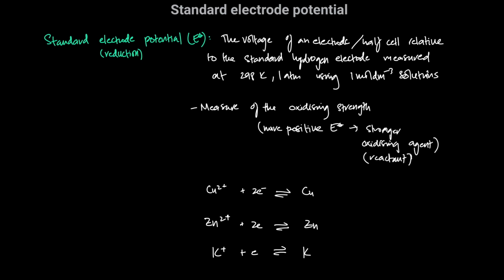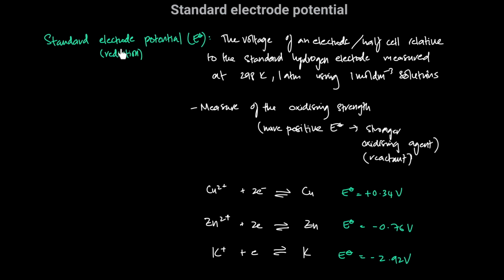And the standard electrode potential for copper from the data booklet is positive 0.34 volts. The standard reduction potential for zinc, Zn2 plus, is negative 0.76 volts, and then the standard reduction potential for potassium, K plus, is negative 2.92 volts. Now these values are your standard electrode potentials. More specifically, they are standard reduction potentials.